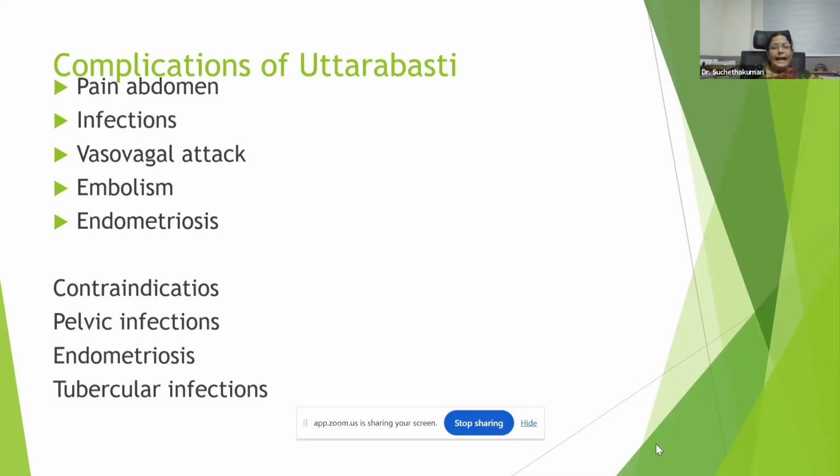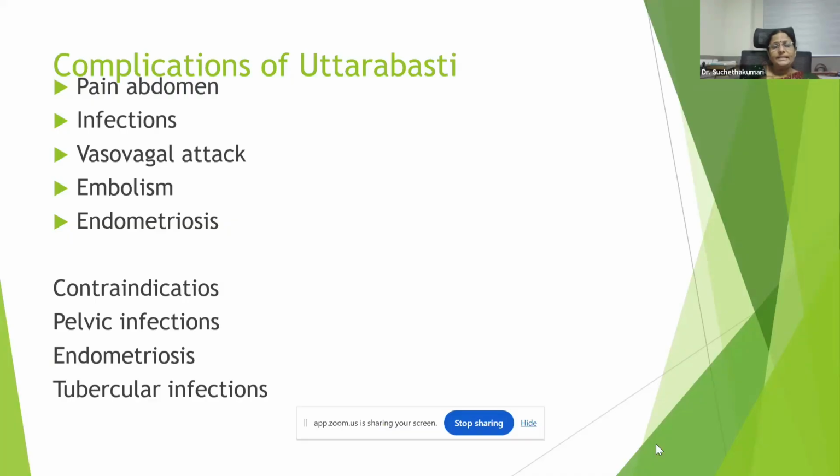The complications which can be anticipated during the Uttarabasti are abdominal pain, then infections, and the more severe one can be vasovagal attack. As I told, if the dravya is pushed very fast, then the patient may go into shock. There may be embolism, and there are chances of endometriosis.